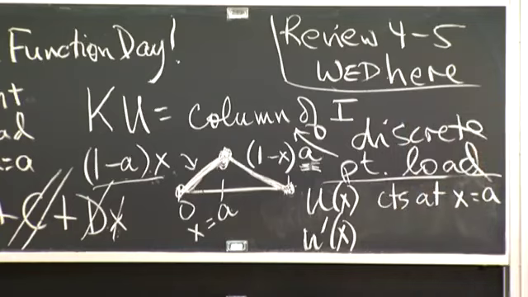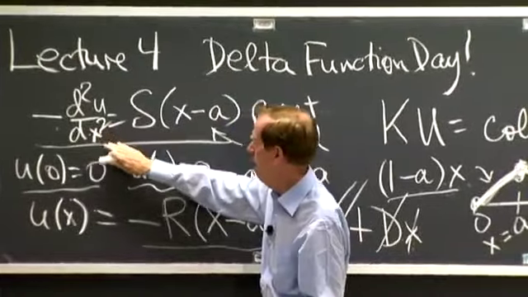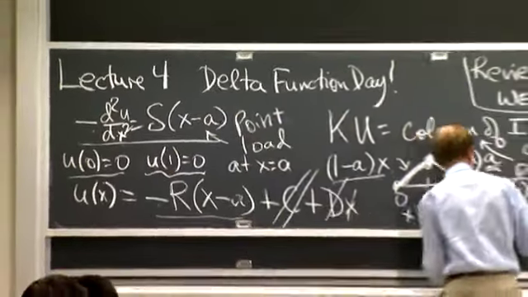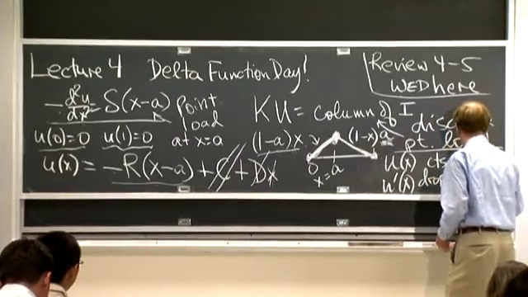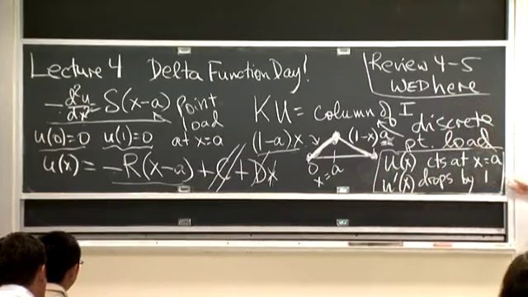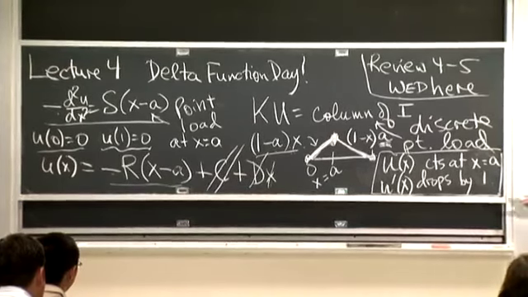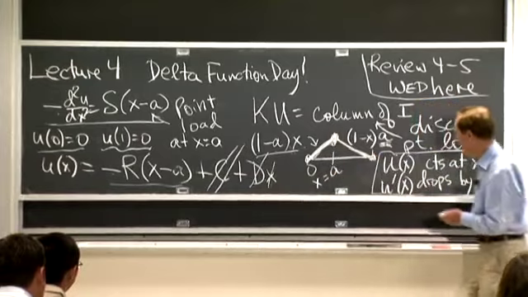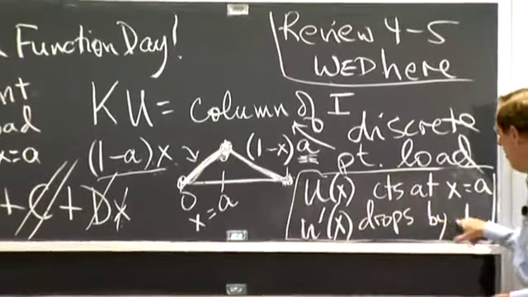And how much does it jump? -1. It drops by 1. The slope, because of my minus sign. So this tells me, let me write that down: the slope, u prime of x, drops by 1. That is another way to say what the equation is asking. The equation is looking for two pieces of straight lines that meet at a, but their slope drops by 1.